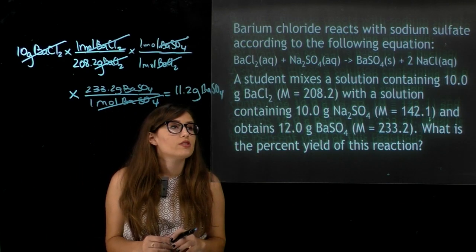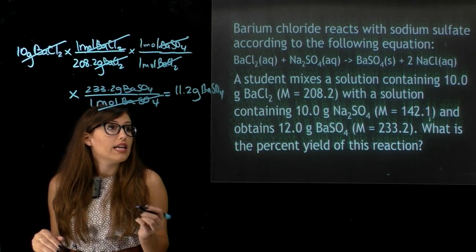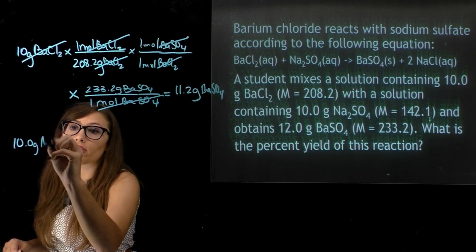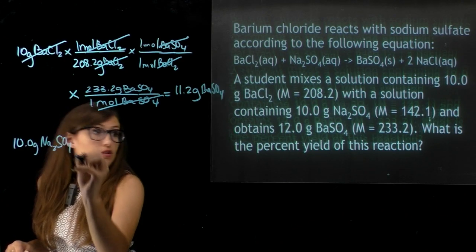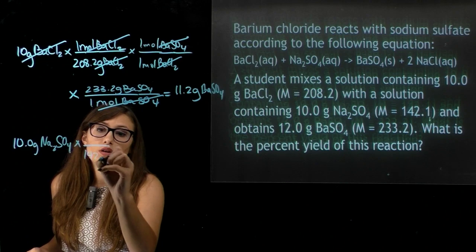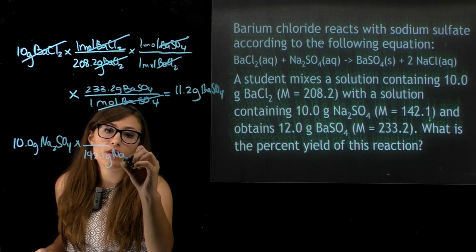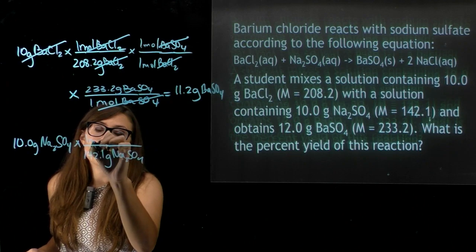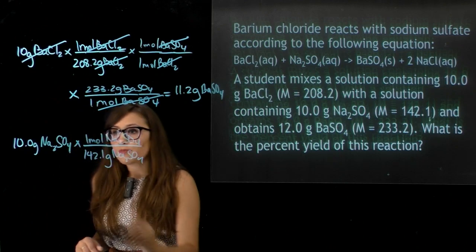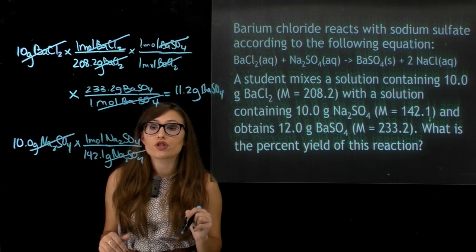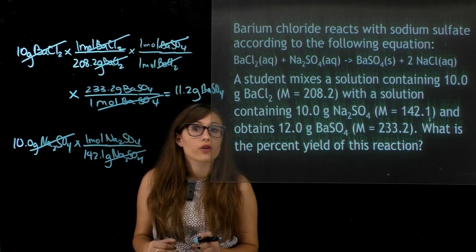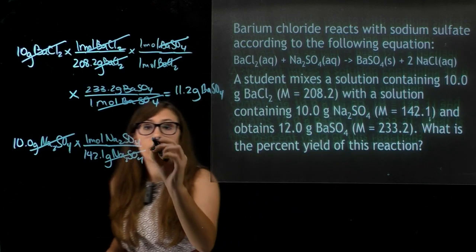So now let's do the same thing with sodium sulfate to determine which of the two reactants is going to limit my reaction. We also have 10 grams of sodium sulfate, and this has a molecular weight of 142.1 grams of sodium sulfate to 1 mole of sodium sulfate. We're doing this because in order to use the stoichiometric relationships in a chemical equation, you need to be in moles.